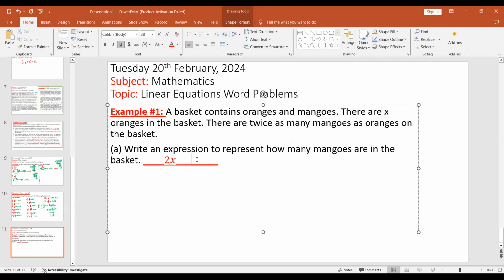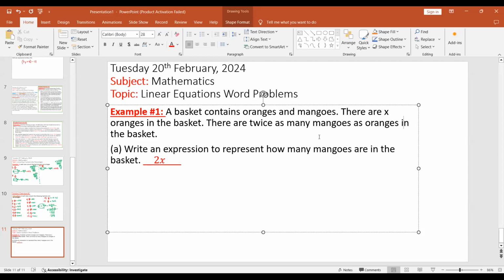Now, what do we do? Excuse me, go ahead. In the second sentence, you put "on" instead of "in" the basket. Okay. There are twice as many oranges as mangoes, and as oranges in the basket. Thank you.